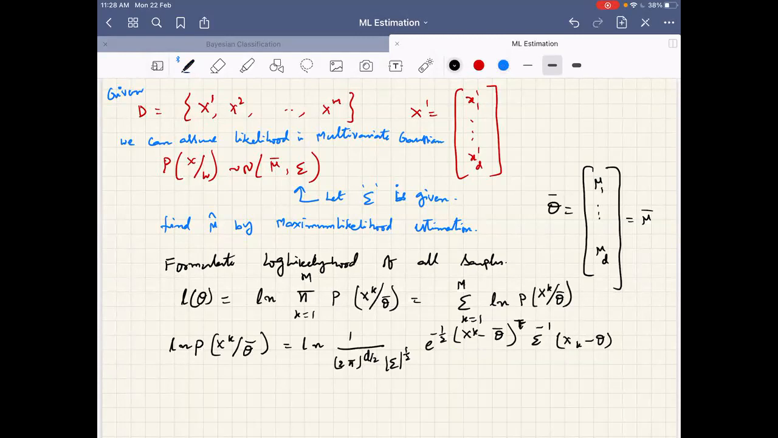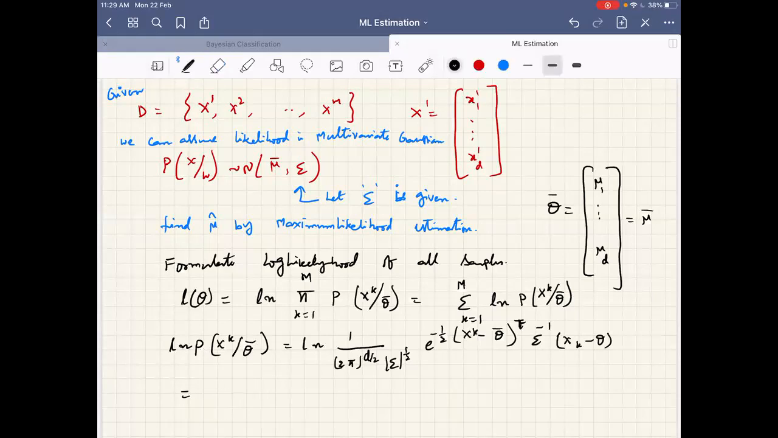Now what we want to do is expand ln. While expanding ln, I know that I want to differentiate with respect to something later. I want to find the parameter mu, so I will be differentiating only with respect to theta bar, the vector mu. The covariance matrix is anyway constant, so I don't pay much attention to that.